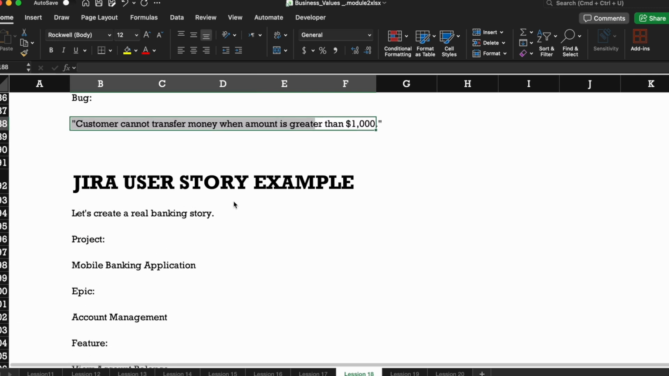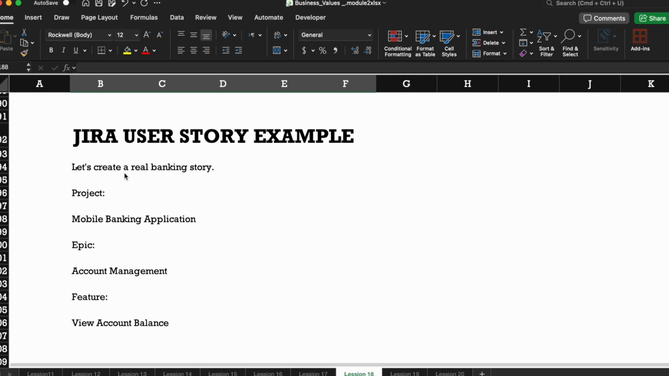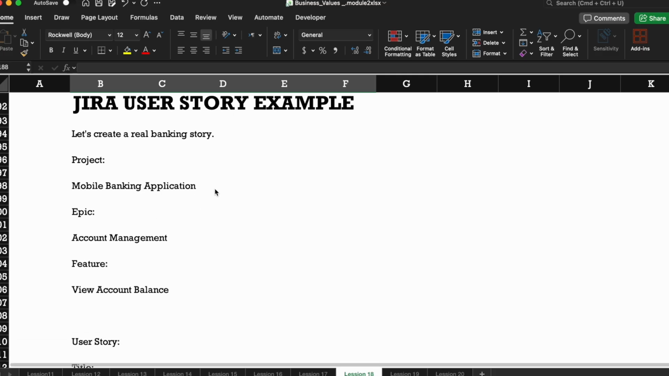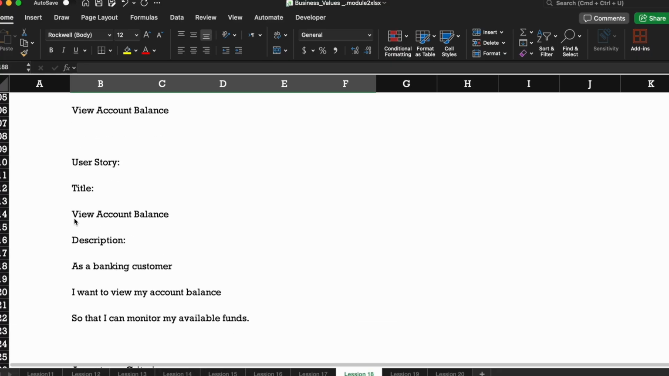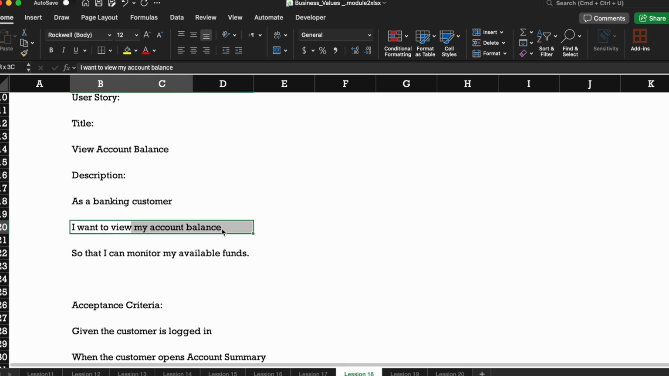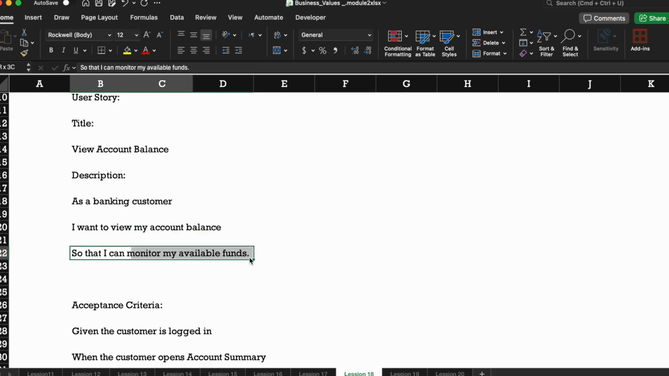So, a Jira user story example: let's create one real banking story for a mobile banking application. Account management is the epic, view account balance is the feature. User story title: view account balance. Description: as a banking customer, I want to view my account balance so that I can monitor available funds.